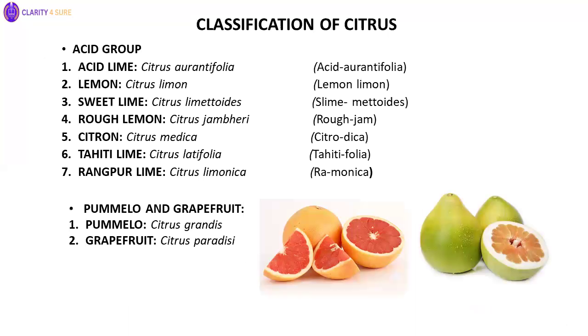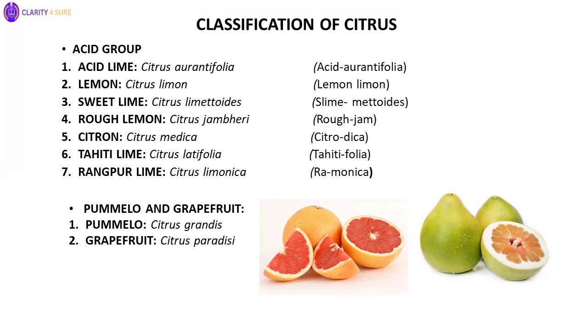Now next is the classification of citrus. Basically you will see there are 4 major groups of citrus: acid group, orange group, mandarin group, and pomelo and grapefruit group. These are the major members of the acid group. You can see here acid lime, lemon, sweet lime, rough lemon, citron. Then we have Tahiti lime, Rangpur lime, right?